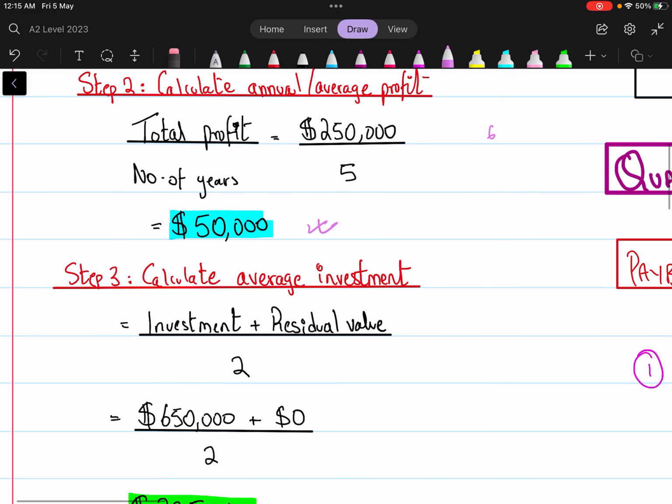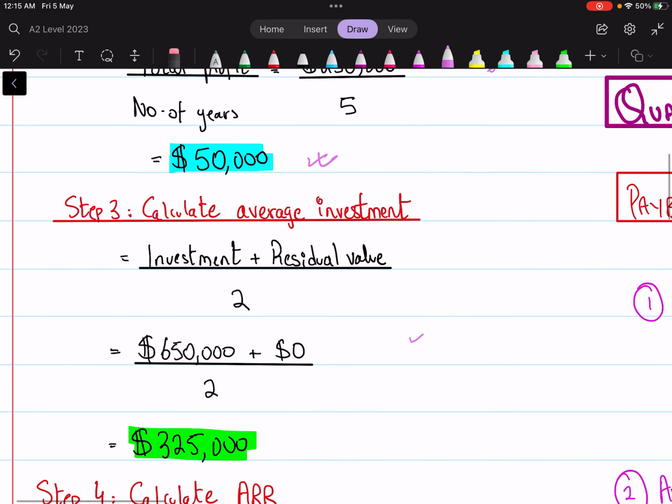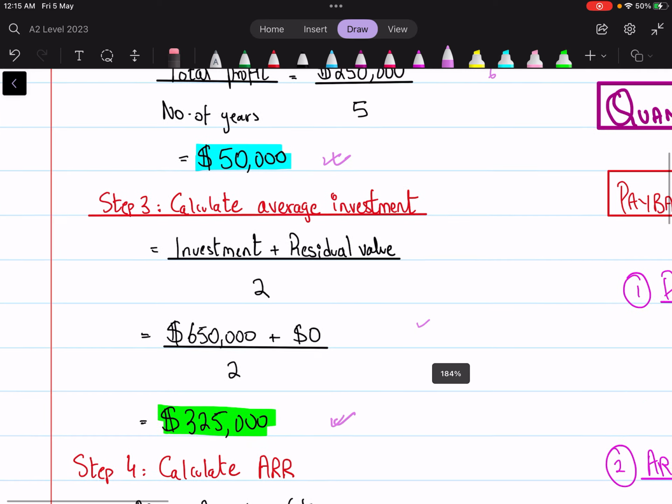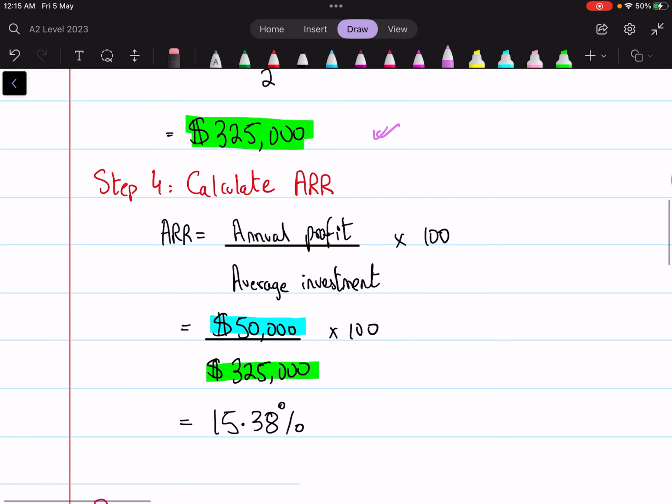Then you moved forward and calculated the average investment. Here you have the answer. And then finally, you calculated the ARR. So these are the first steps that I teach my students. You can follow these steps or you can come up with your own method as well.